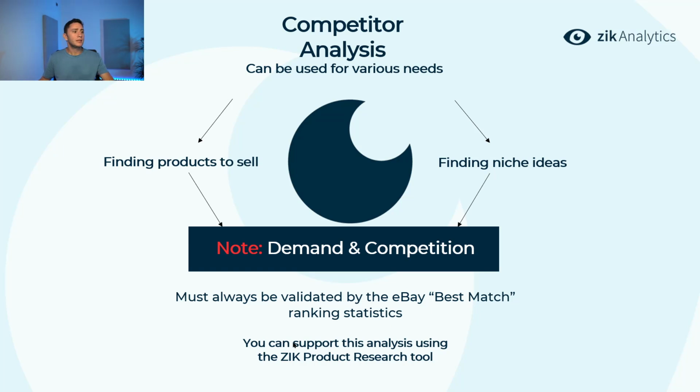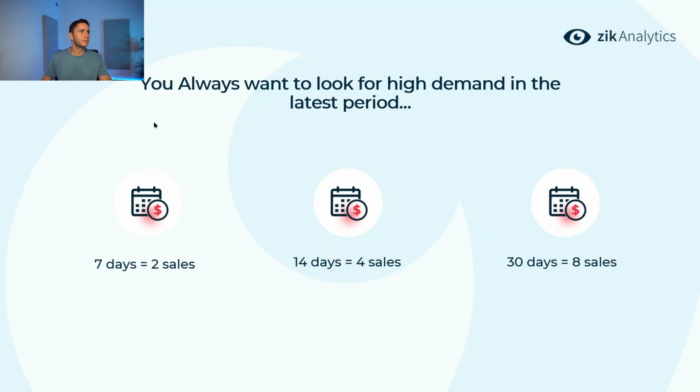And for this, you can support this analysis using the Zik product research tool. So the Zik product research tool is relying on the eBay best match result and does all the analysis based on the eBay best match result, so you can get the data you need to take decision on how to rank your product to the top. Let's move on to the next slide.